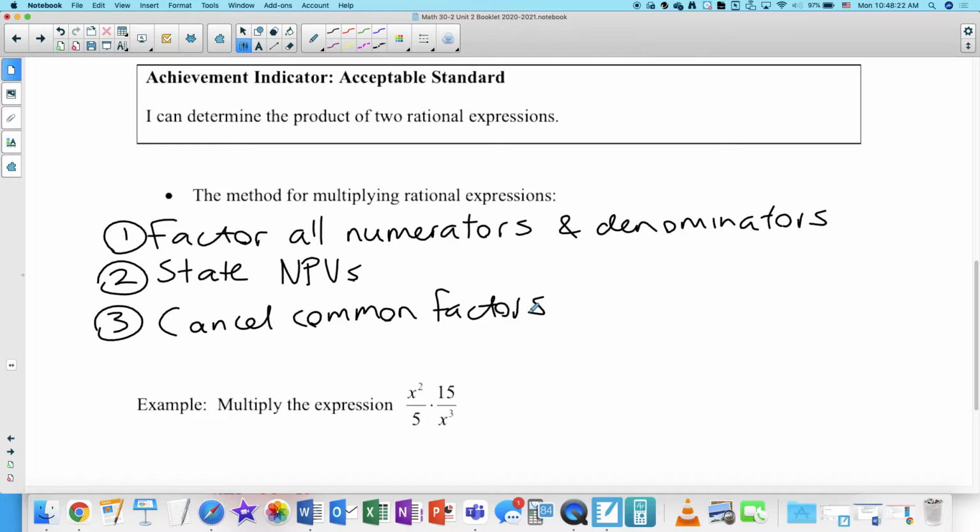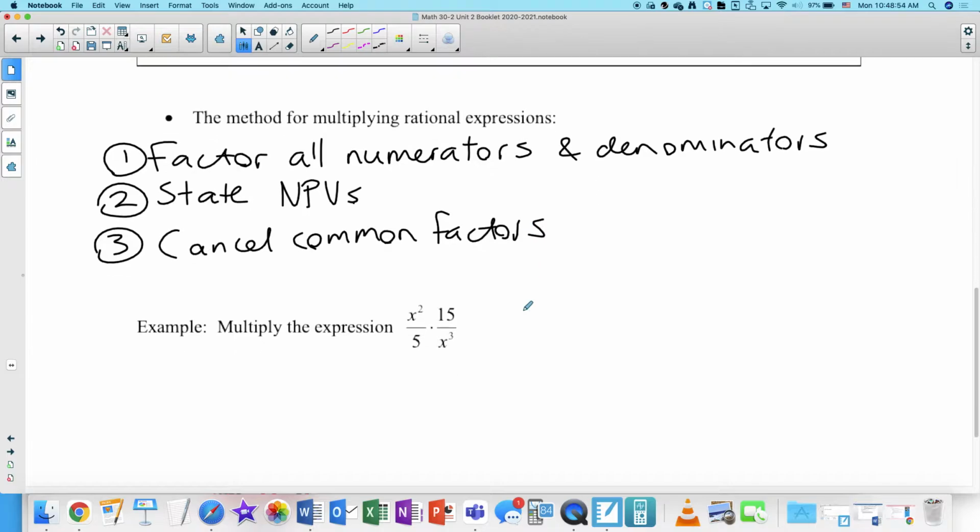Okay? Now, I did get some questions last week about could you state the non-permissible values after you cancel. You can state non-permissible values at any point when you're simplifying an expression. But the non-permissible values apply to the original expression, not the simplified one. So if you want to do it at the end, you have to go back to the factored form and see what did I cancel out, because I have to account for that as well in my non-permissible values. Okay? So we're just going to practice this a lot.